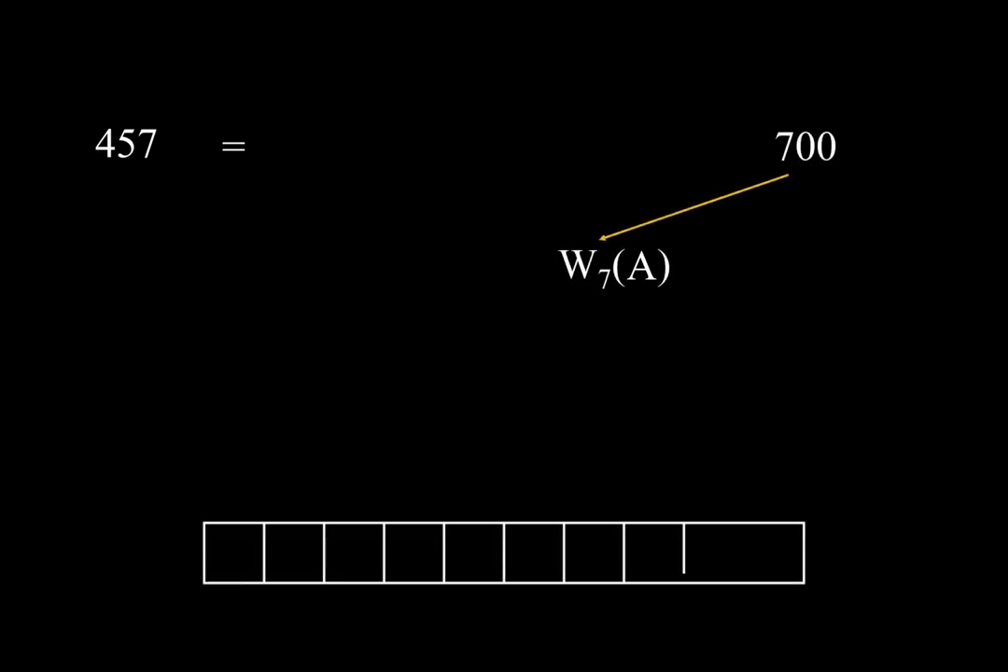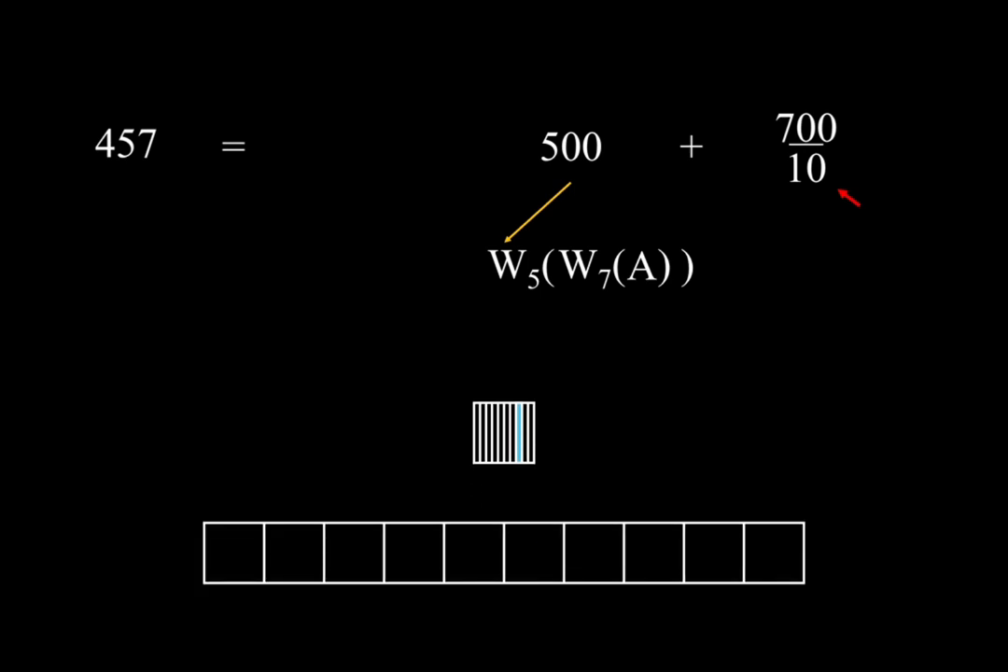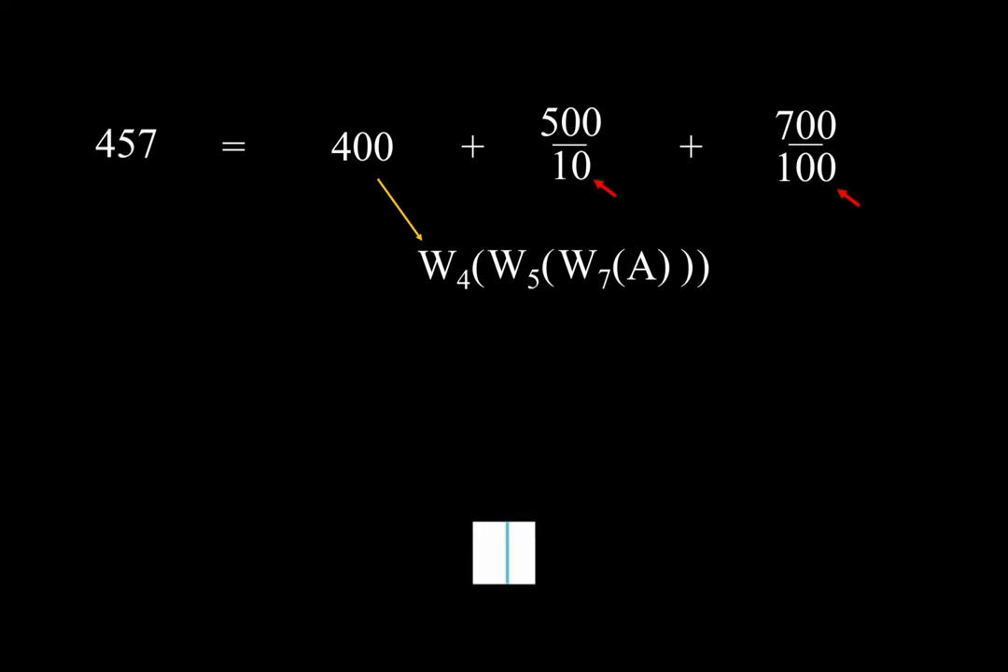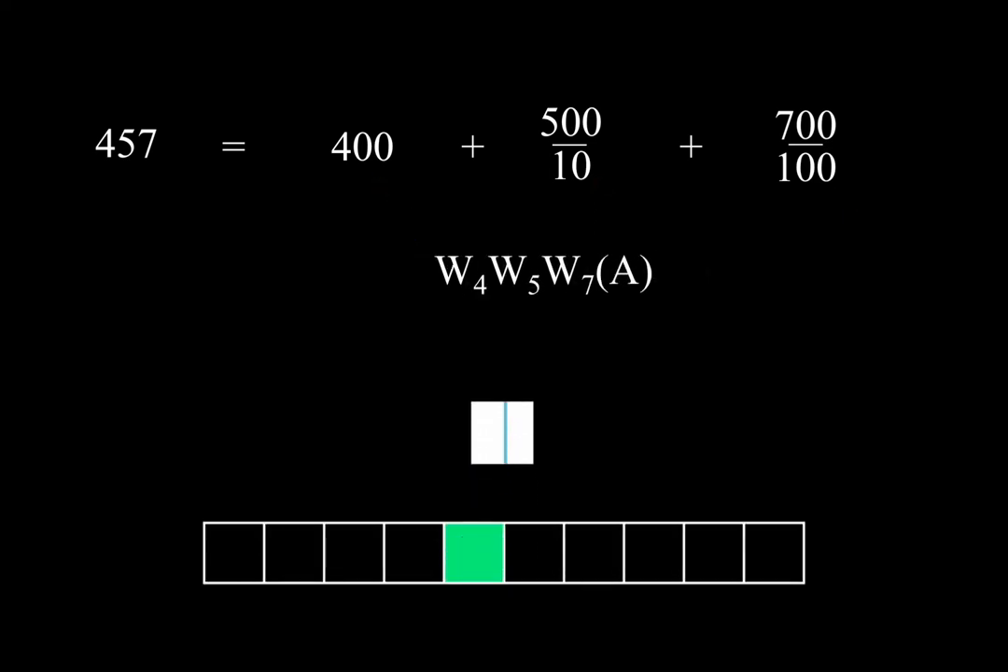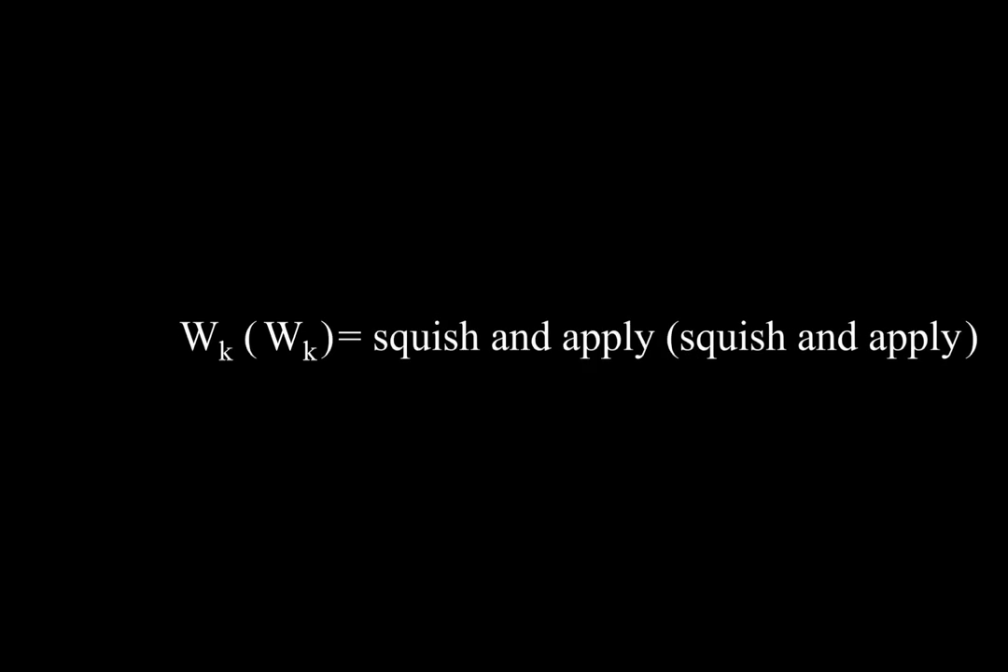For the point 457, for example, this location looks like W7, W5, and W4. So therefore, this W_K(A) notion is simply an abstraction of this squish and apply process, much like how 1 plus 1 is an abstraction of adding two objects in front of you together. We're just trying to express this visual process in more mathematical terms. So every time we apply this thing here, just remember that this means squish and apply.